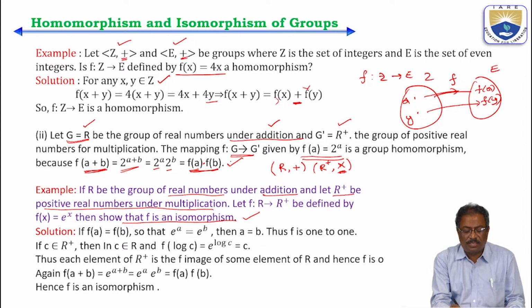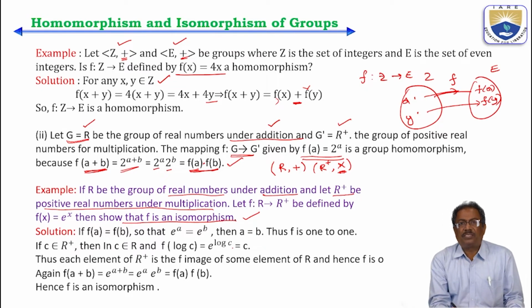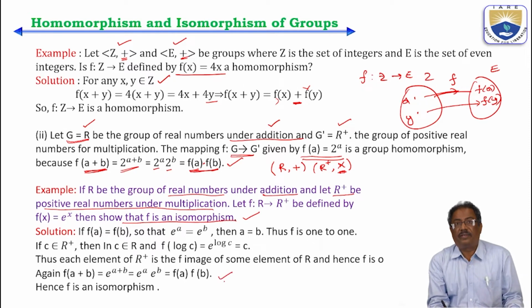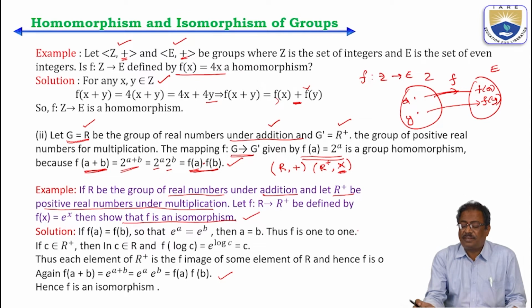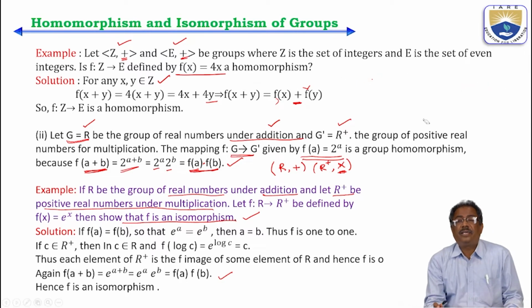It is nothing but the previous problem. Instead of 2 power a, here we have e power a. So the homomorphism part is similar to the previous one. Now we are going to verify whether it is 1-1 and onto. When we say that a function is 1-1, different elements will have different images.